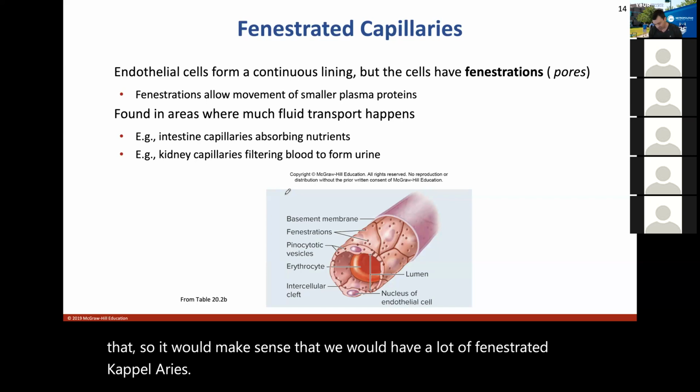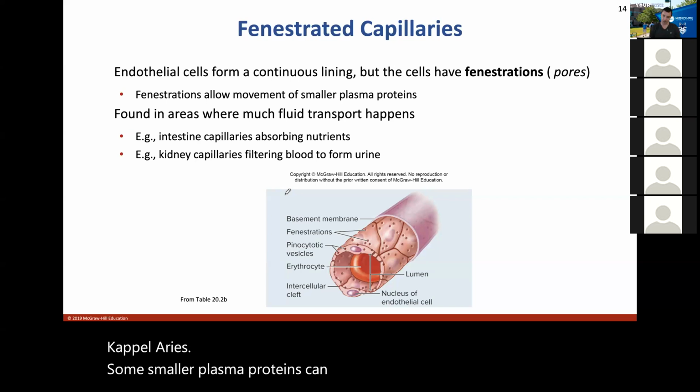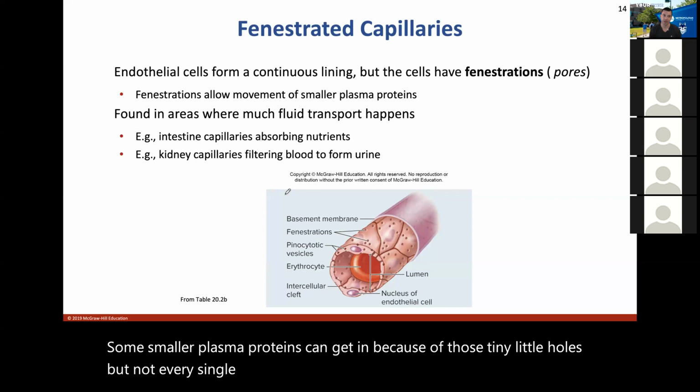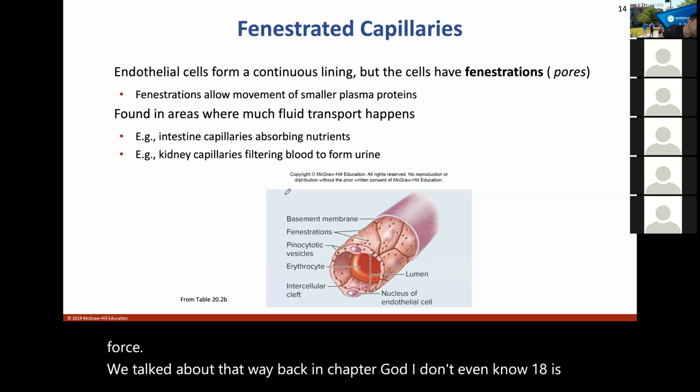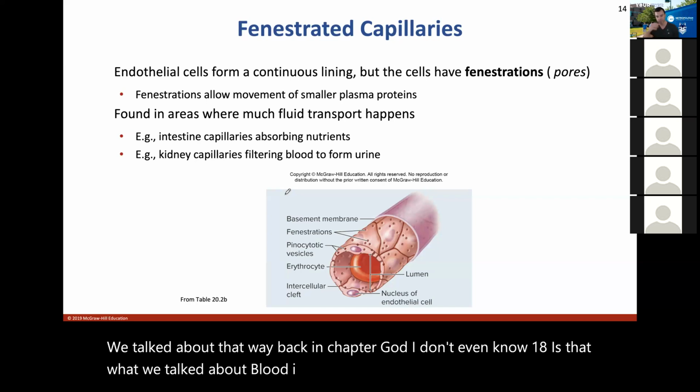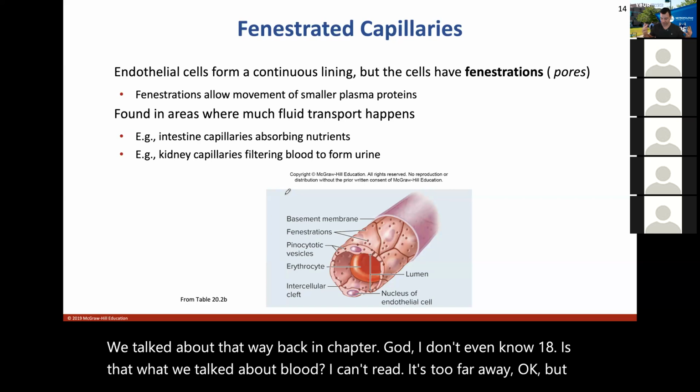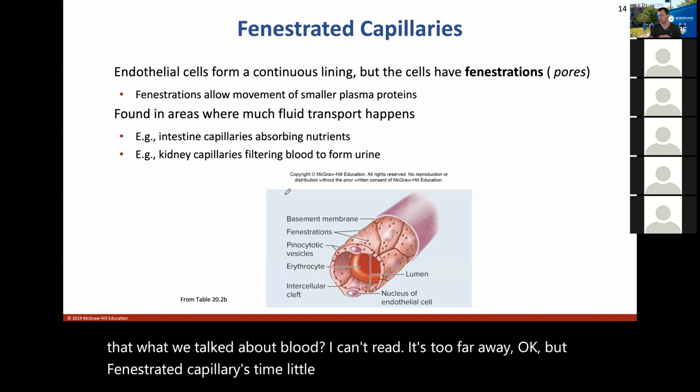Some smaller plasma proteins can get in because of those tiny little holes, but not every single protein, which is good, right? Because proteins exert a force. We talked about that way back in chapter, God, I don't even know, 18? Is that when we talked about blood? I can't read it, it's too far away. But fenestrated capillaries have tiny little holes to exchange more stuff.